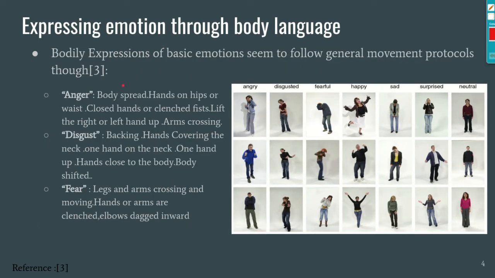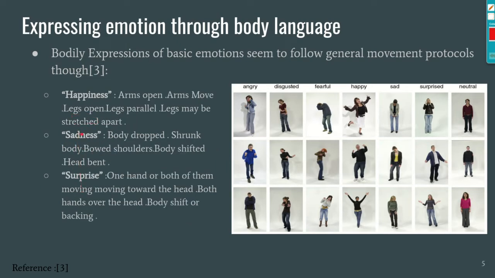We have 6 basic emotions that seem to be universal and common. These 6 emotions are anger, disgust, fear, happiness, sadness, and surprise. These 6 emotions follow general movement protocols. Like if someone is afraid, his elbows will be drawn inward, as we can see here. If someone is sad, then he will bend his head and drop his body.